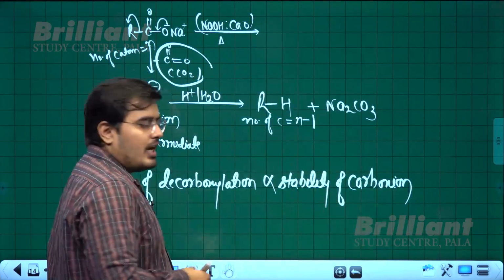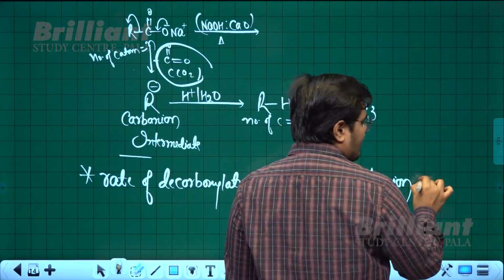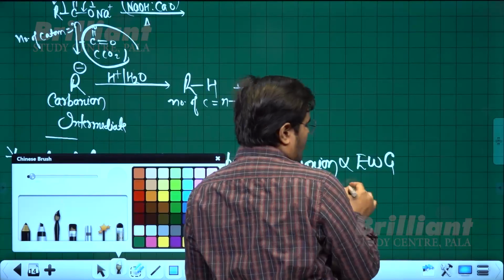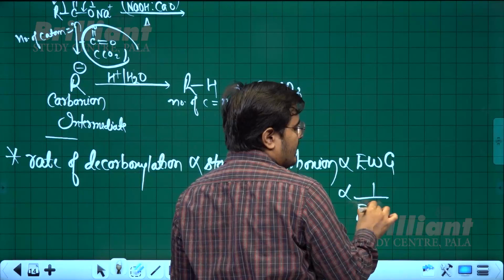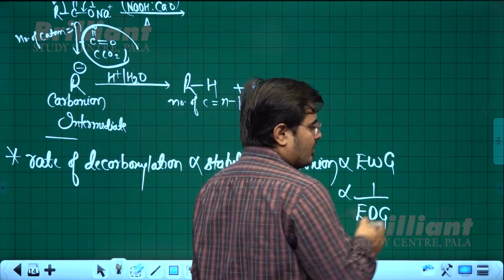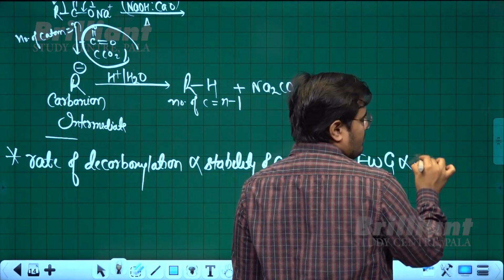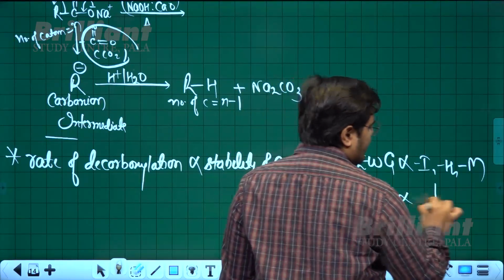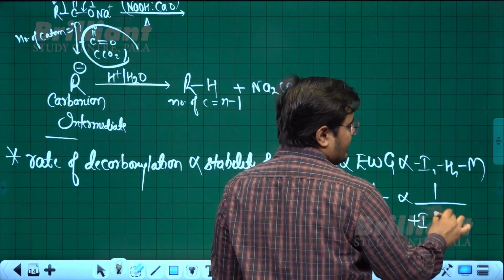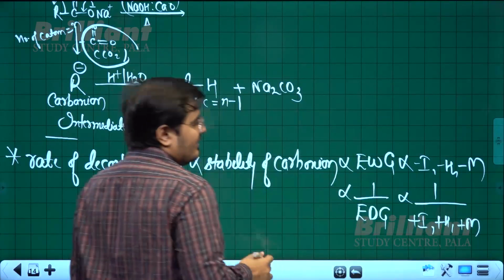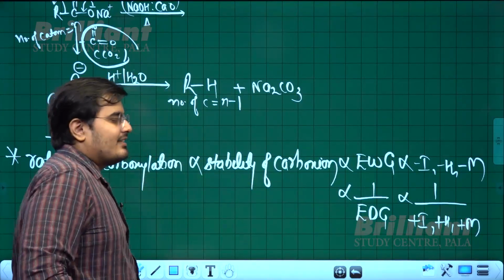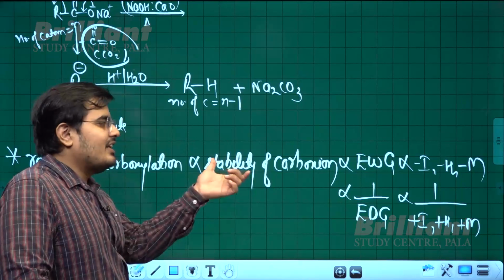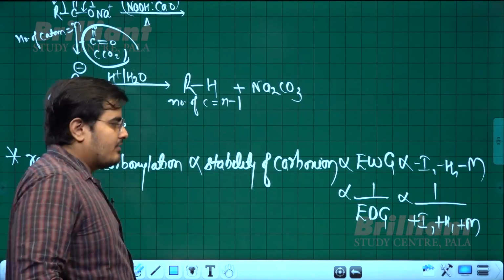And if you talk about the stability of a carbanion, we know it is directly proportional to electron withdrawing groups, or the stability of a carbanion will be inversely proportional to electron donating groups. Electron withdrawing groups will show -I, -H and -M effects, whereas electron donating groups will show +I, +H and +M. So if you are decarboxylating a carboxylic acid which has an electron donating group, its rate of decarboxylation will be slower than when it has electron withdrawing groups attached to it.